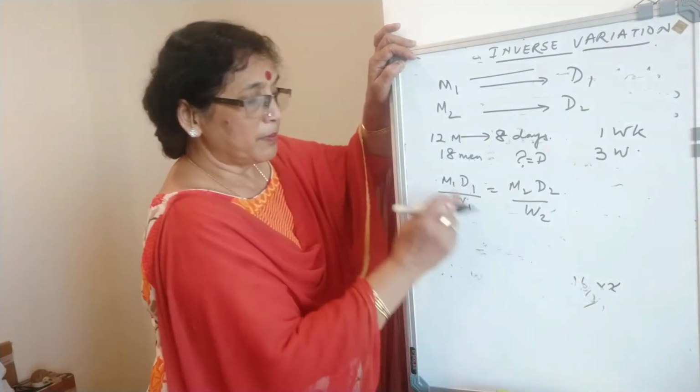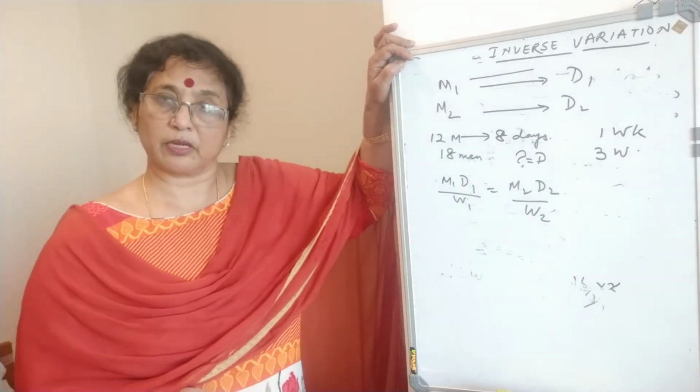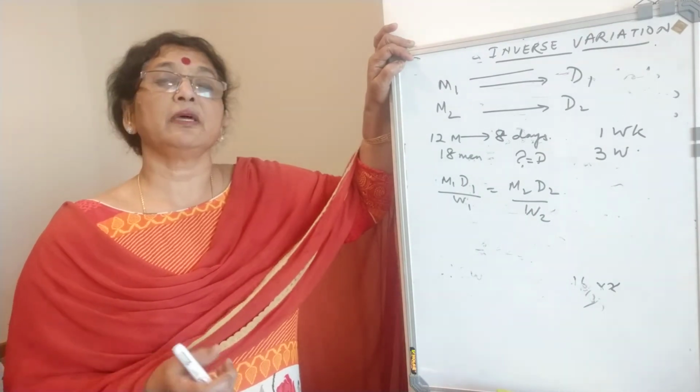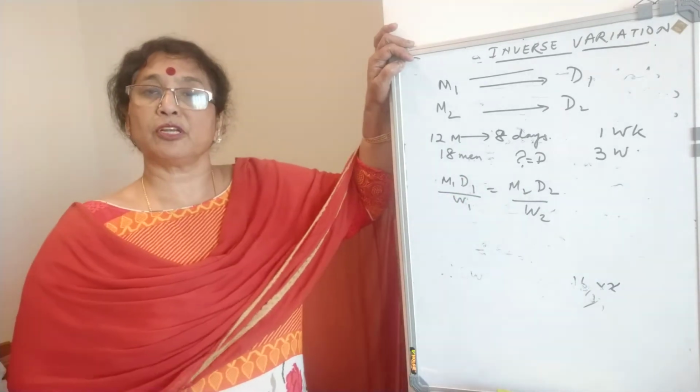Okay, because man and work is also directly proportional. More men, more work, less men, less work. More work, more time, less work, less time. So both the quantities are directly proportional to work.